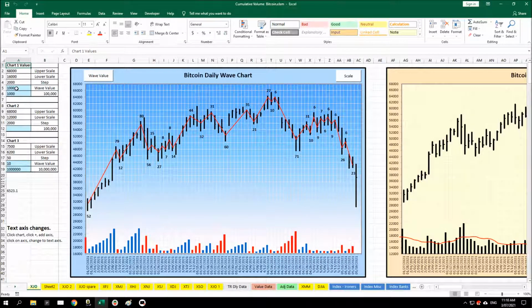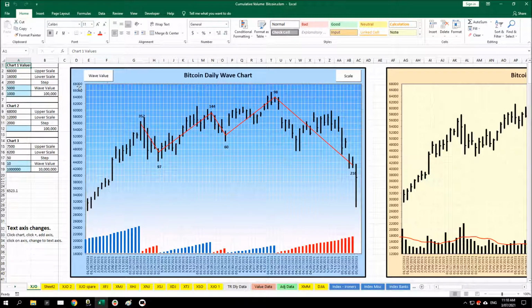If we put in, that's a $1,000 wave. If we put in a $5,000 wave, it's too big. We put in a $3,000 wave. That gives you a clear look at the waves on the chart. There's no detail in the waves, but you can clearly see what's going on.